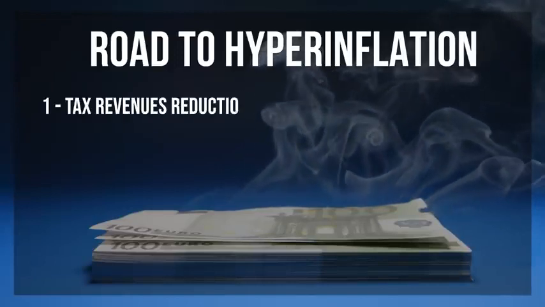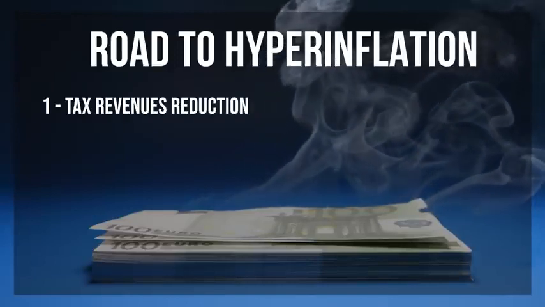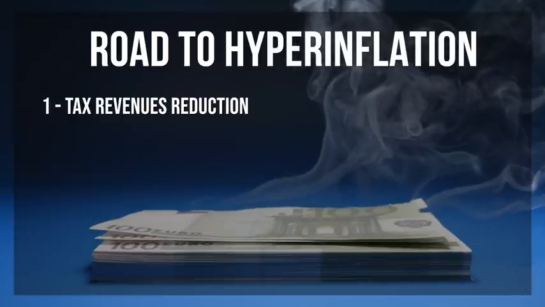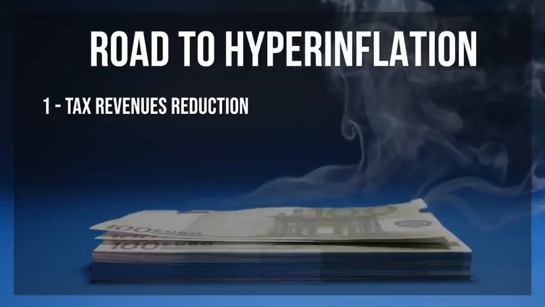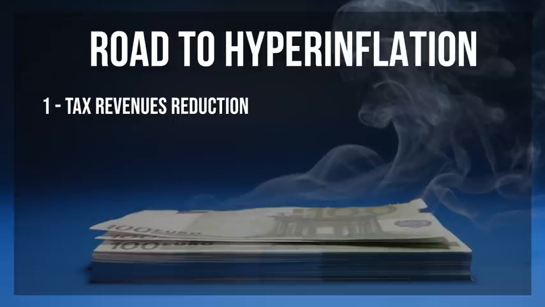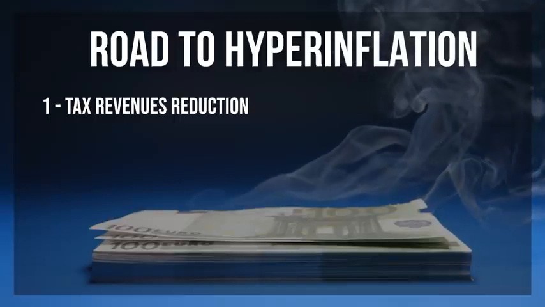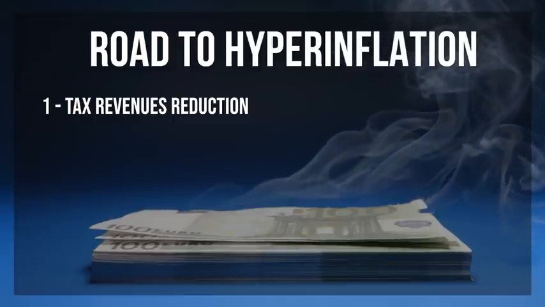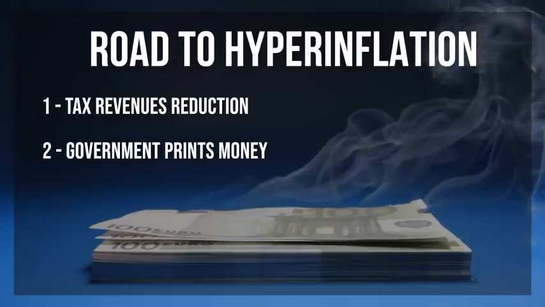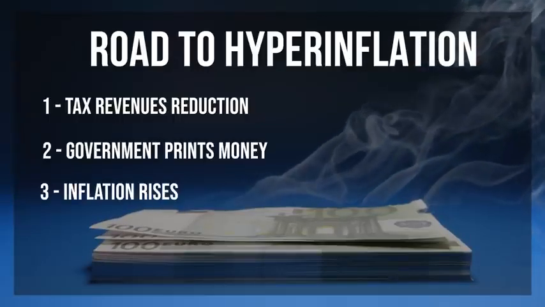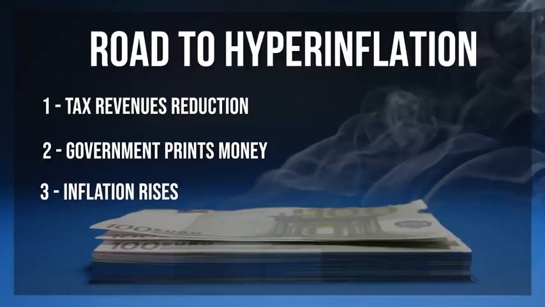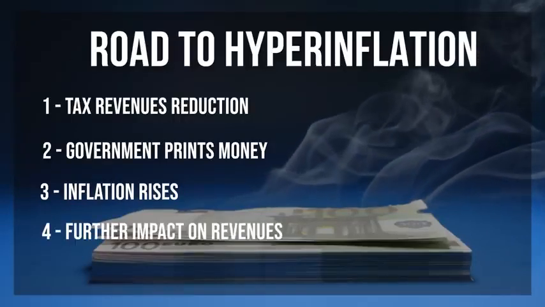Tax revenues are drastically reduced. The reason can be external factors like war, a sudden change in commodities prices, or country-specific reasons like political transition, bad monetary policies, and even corruption. The government starts printing money. The supply of money pushes inflation up. The rise impacts government revenues.